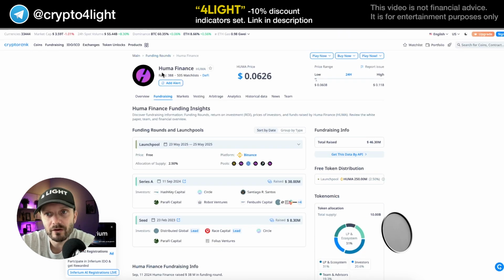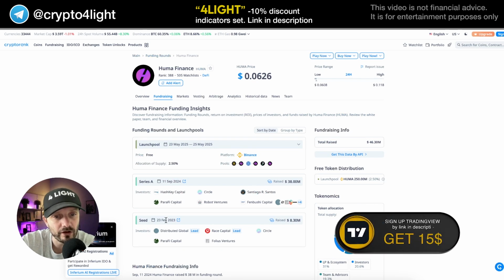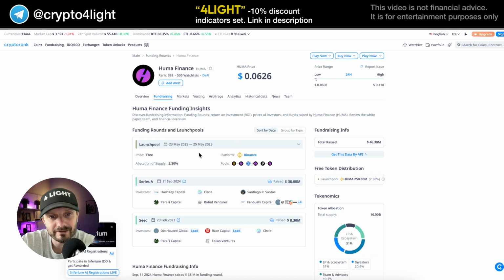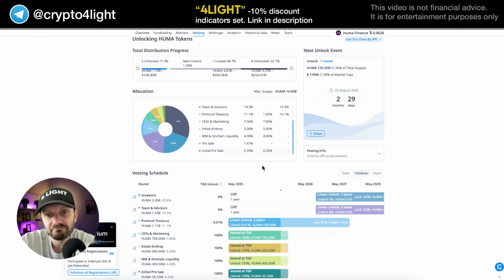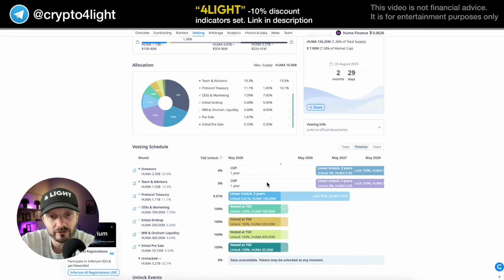Fundraising rounds, guys. Now it's 2025. The seed round for this token was in February 2023. The Series A round was in September 2024. Now the launch pool on Binance is only 2.5% of supply distributed. Here, of course, investors, team and advisor unlocks will start in 364 days, the next one. And here it's the same. So it will be April 2026. Basically, that time will be the main time to sell.